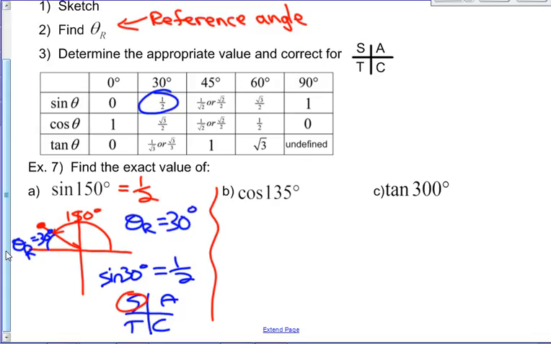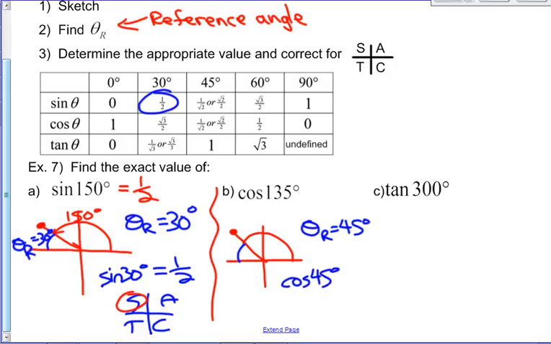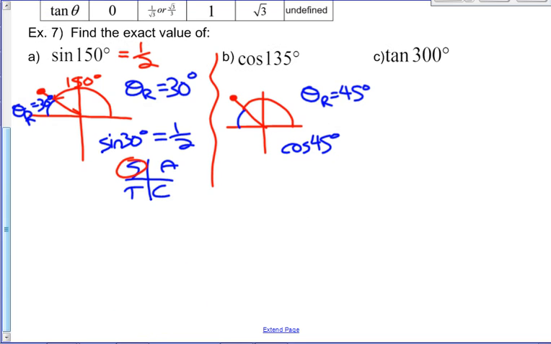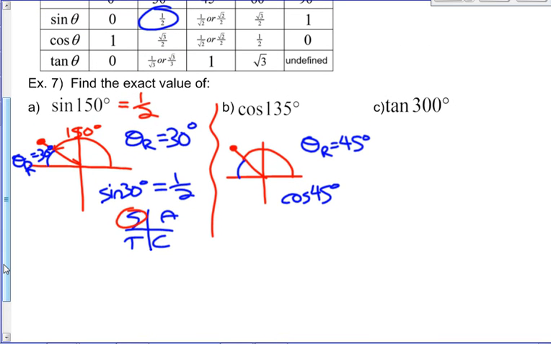Let's try another one. Cos of 135. I'll draw 135. I'll find my reference angle, so that's going to be 180 minus 135. Theta ref here is 45 degrees. So that means I need to know what the cosine of 45 degrees is. Again, I could either use my table or use special triangles. It doesn't matter.